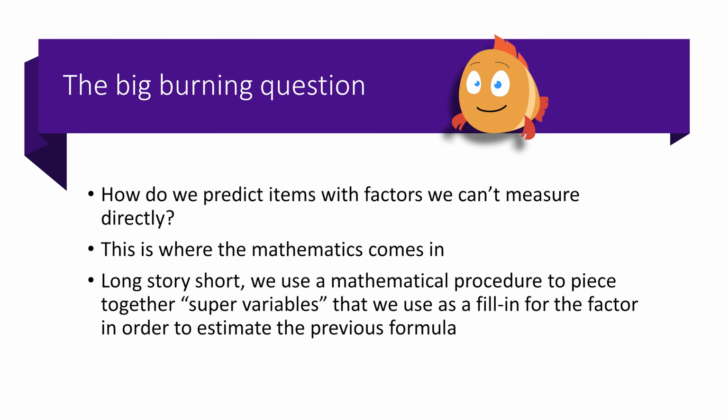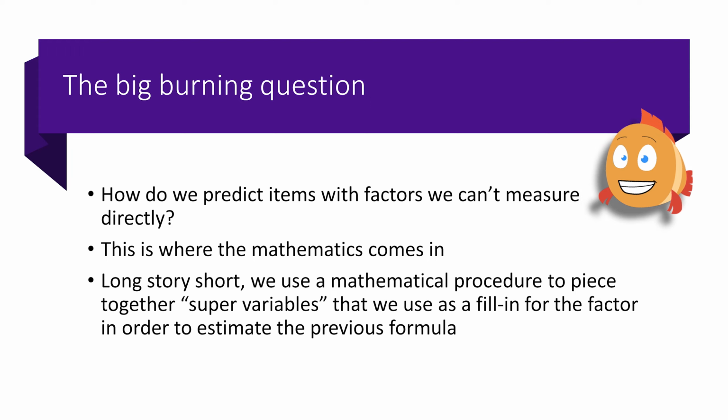So the big burning question, right? How do we predict items with factors that we can't measure directly? And this is where math comes in. So long story short, we're going to be using a mathematical procedure to piece together almost like super variables that we are using as a fill-in, like as a proxy for the factor in order to estimate our previous formula, because we can't directly measure it, but we can use all the information we do have to almost triangulate it and give us a pretty good approximation.